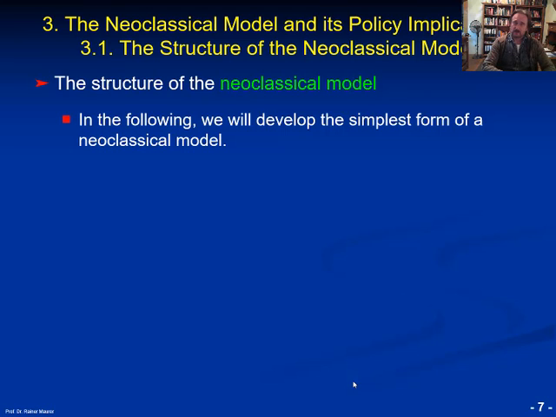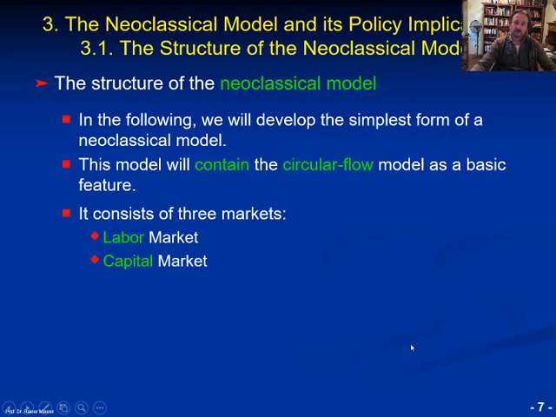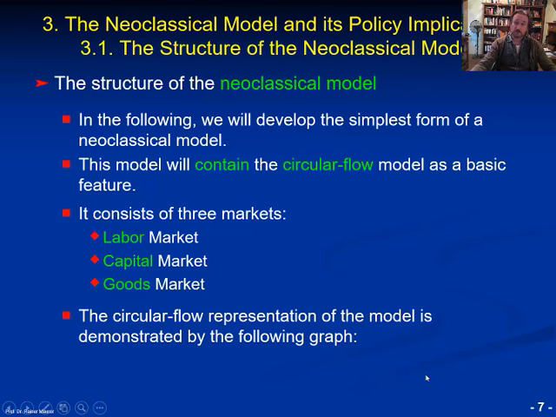Now, let's have a closer look at the structure of the neoclassical model. In the following, we will develop the simplest form of a neoclassical model. This model will contain the circular flow model as a basic feature. It consists of three markets, as already mentioned: the labor market, the capital or credit market, and the market for goods and services. The circular flow representation of this model is demonstrated by the following graph.